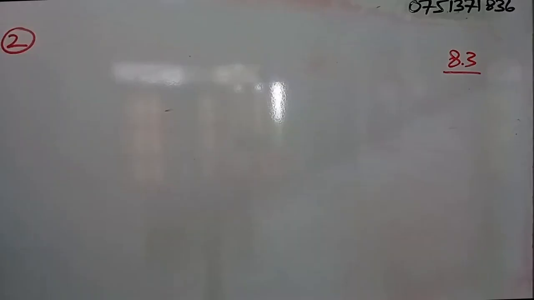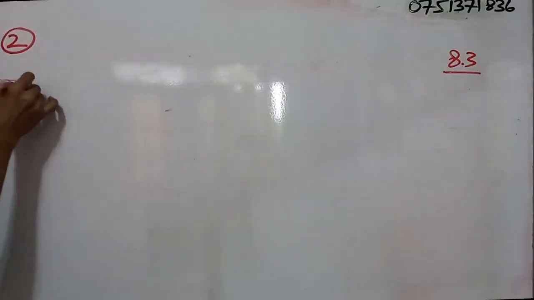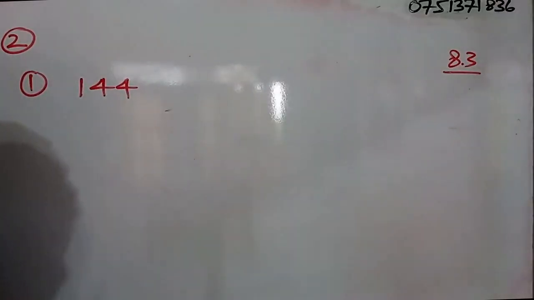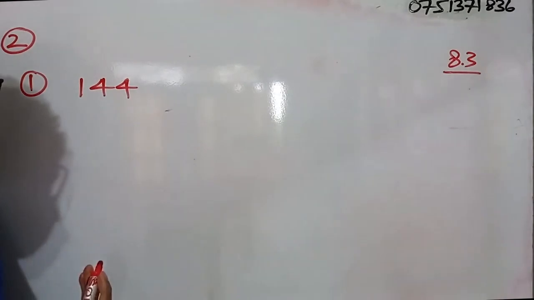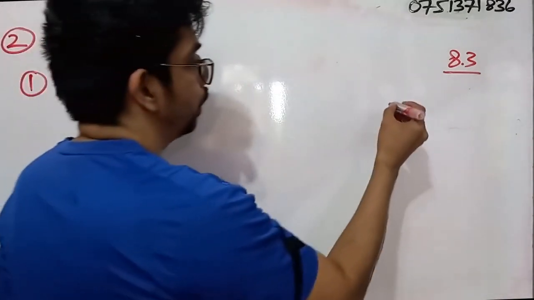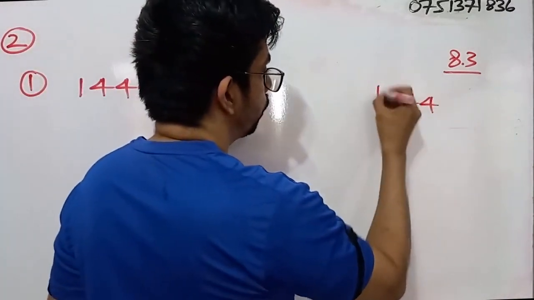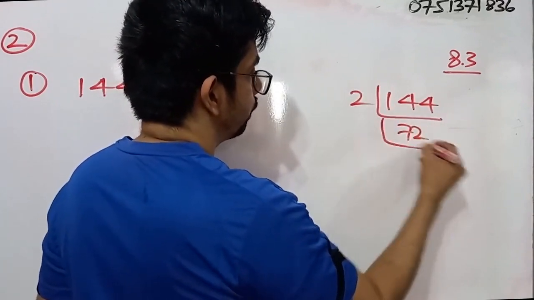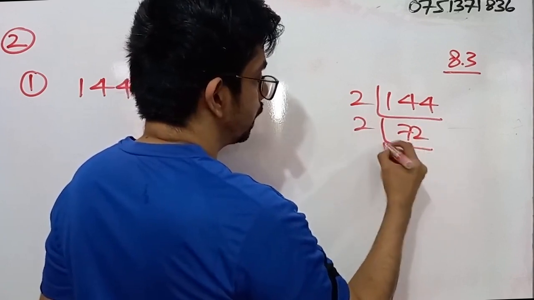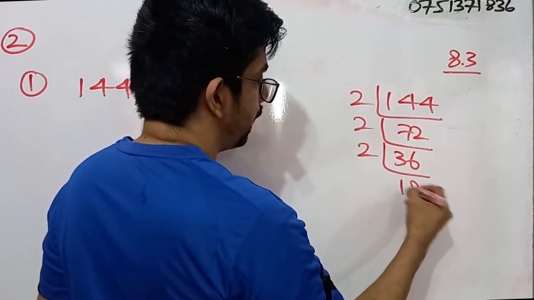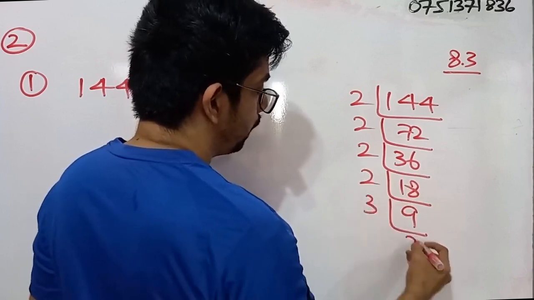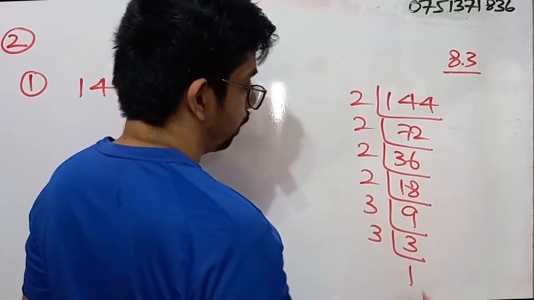Find the square root using prime factors. So the first one, that is what? 144. We know the square root of 144 is 12, but we have to use the prime factors. So take 144, we will divide this by 2. We get 72. 72 divided by 2, we get 36. 36 divided by 2, we get 18. 18 divided by 2, we get 9. 9 we have to divide by 3. 3 divided by 3, we get 1.